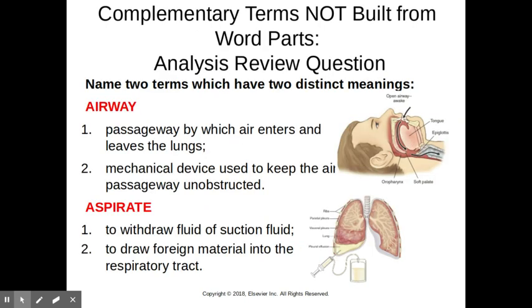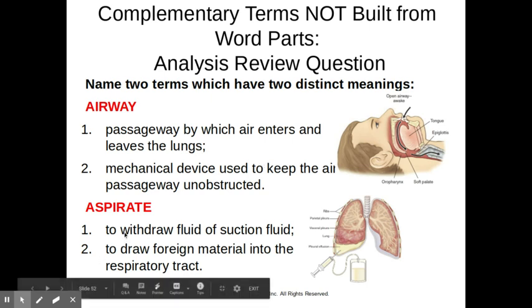Name two terms which have two distinct meanings. Passageway by which air enters and leaves lungs. Mechanical device to keep air passageway unobstructed, endotracheal tube. Passageway by which air enters and leaves lungs, that is trachea. Aspirate, as in centesis, is to withdraw fluid or suction fluid, or to draw foreign material into the respiratory tract.